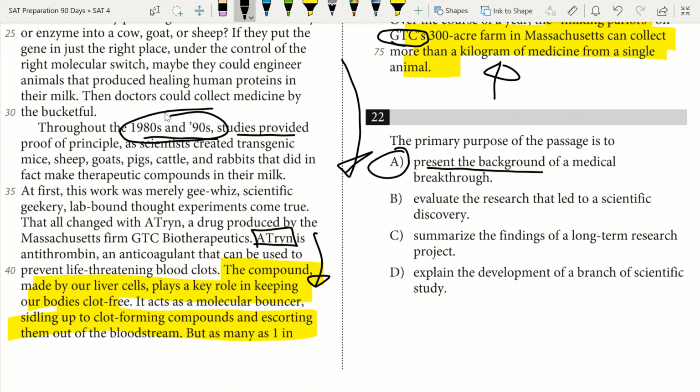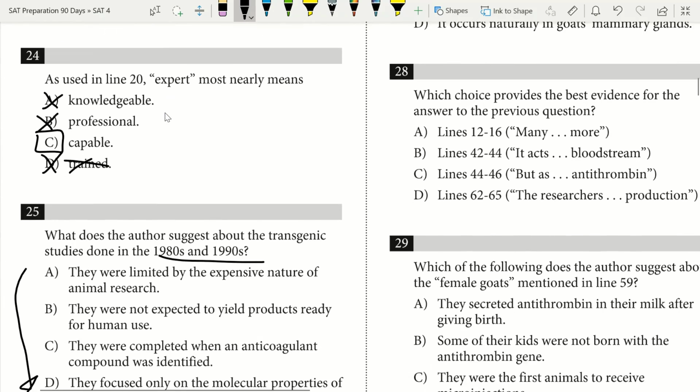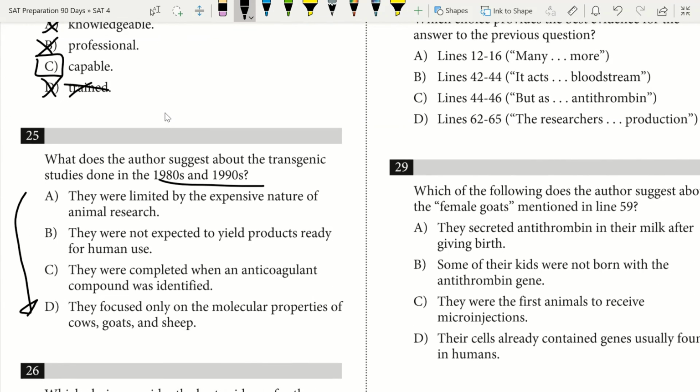I have, studies provided proof of principle as scientists created transgenic mice, sheep, goats, pigs, cattle, and rabbits that did in fact make therapeutic compounds in their milk. At first, this was merely gee whiz, scientific geekery, lab-bound, thought experiment come true. Okay, so that's telling me it's not really applicable to humans at that point, so it was really just in the lab. So my answer there would be B: they were not expected to yield products ready for human use. It was really just lab and geekery, but not ready for human use at that point in time. So the answer for 25 would have to be B.